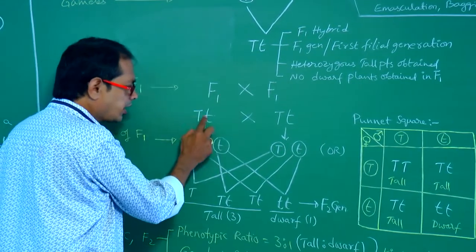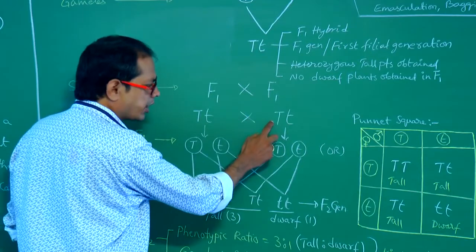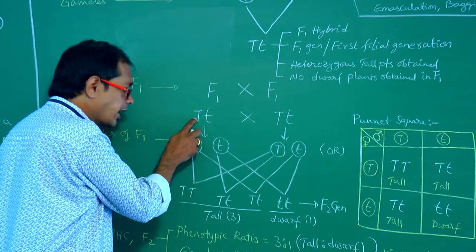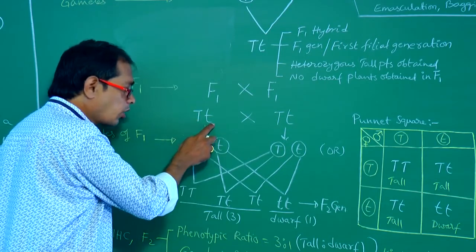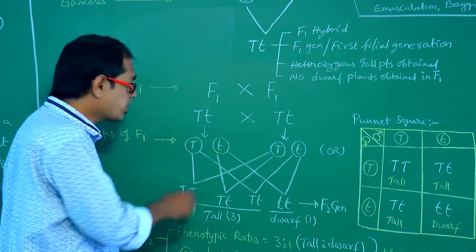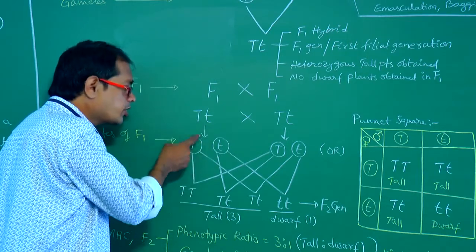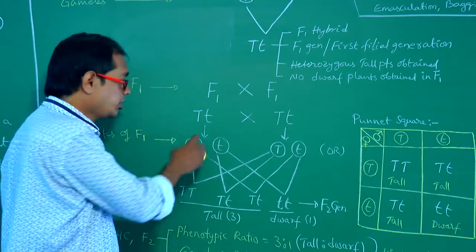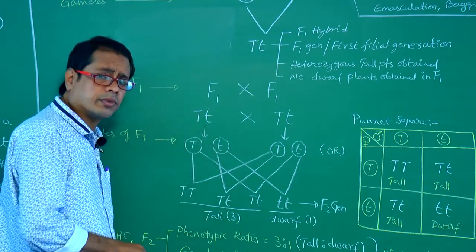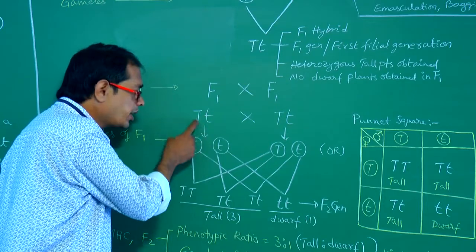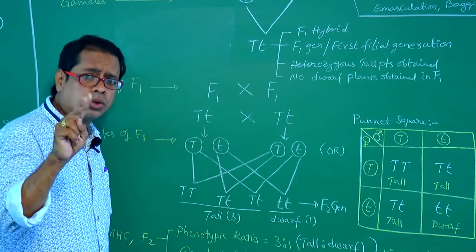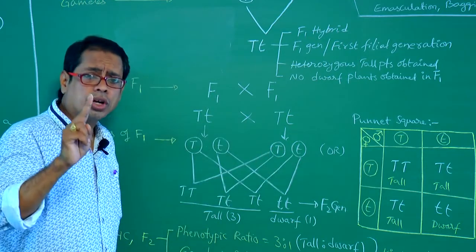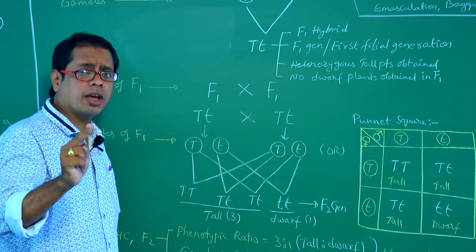F1 means capital T, small t. Another F1 means capital T, small t. We have to write the gametes: capital T, small t, capital T, small t. That means how many kinds of gametes does the F1 hybrid produce? Two kinds of gametes. This is the F1 hybrid, it produces two kinds of gametes. This also produces two kinds of gametes, or two types of gametes.